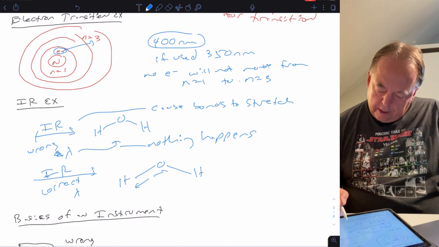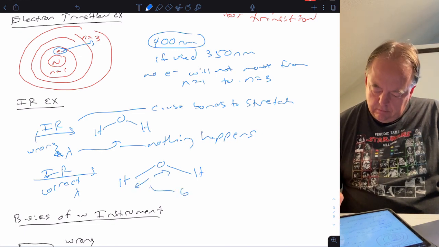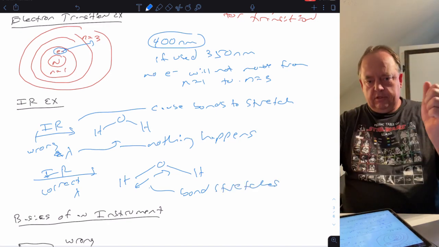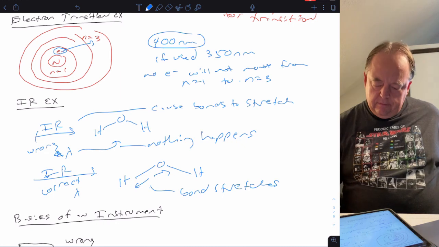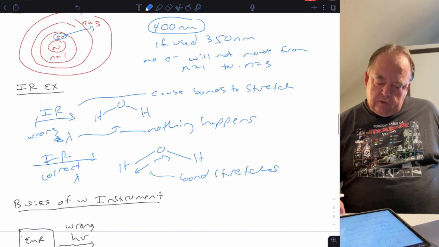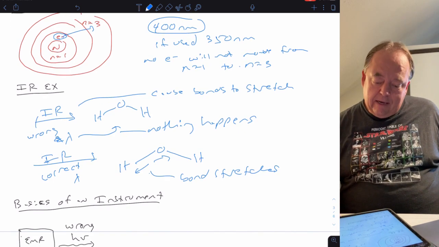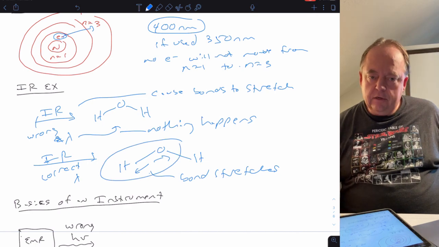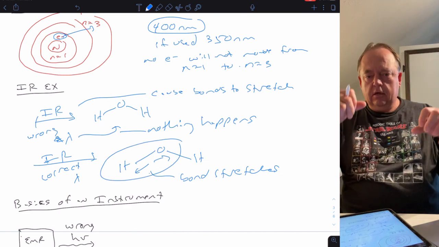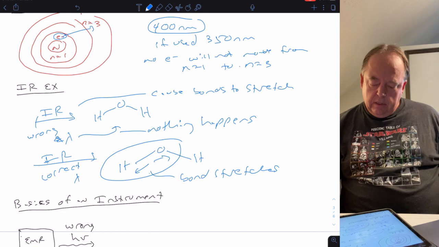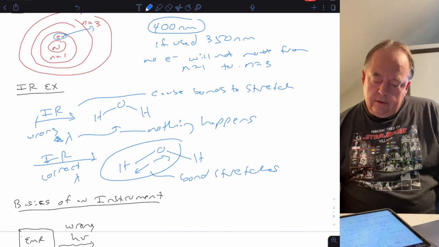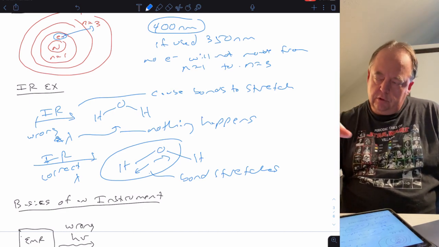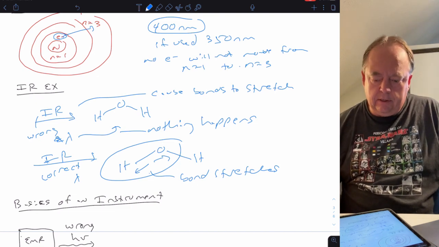If it's of the correct wavelength, then the bond starts stretching, starts vibrating. That would be an example of energy being quantized in terms of IR spectroscopy. If the IR beam is of the right wavelength, that causes something to happen in the molecule: bonds start stretching, bonds start bending, as we'll see. But if the wavelength is wrong, then nothing happens. The IR beam just goes through the molecule, and the molecule doesn't absorb the energy at all.